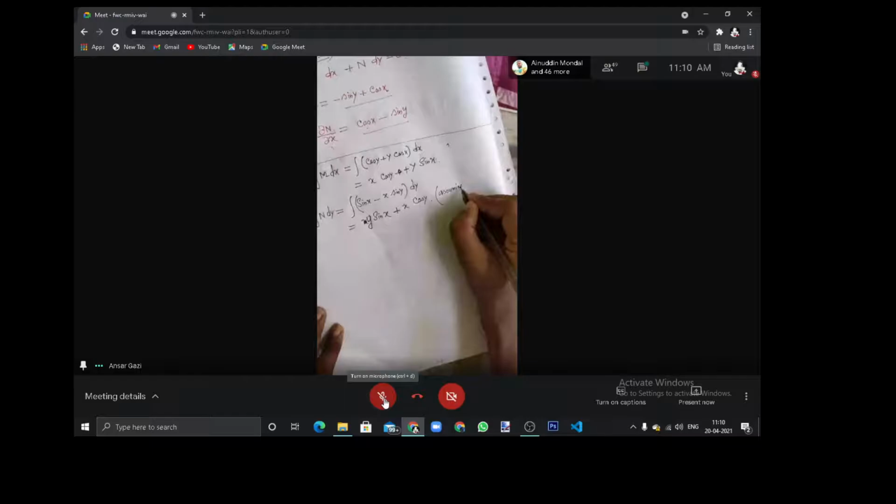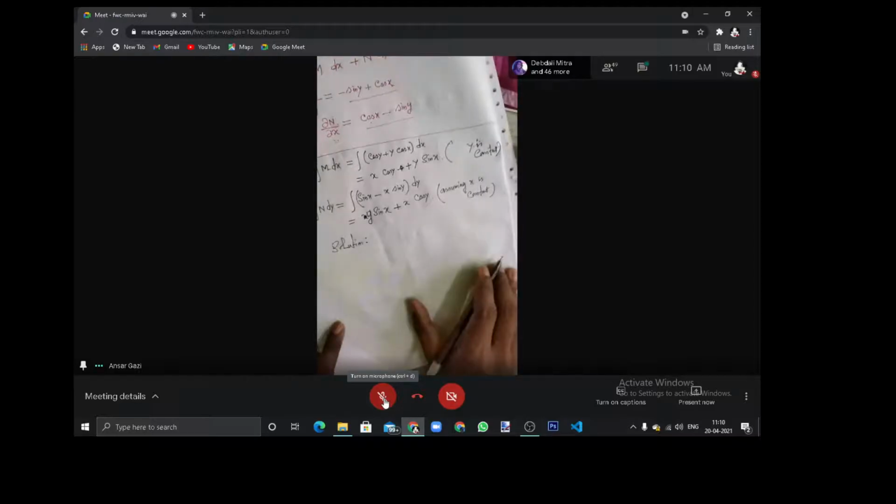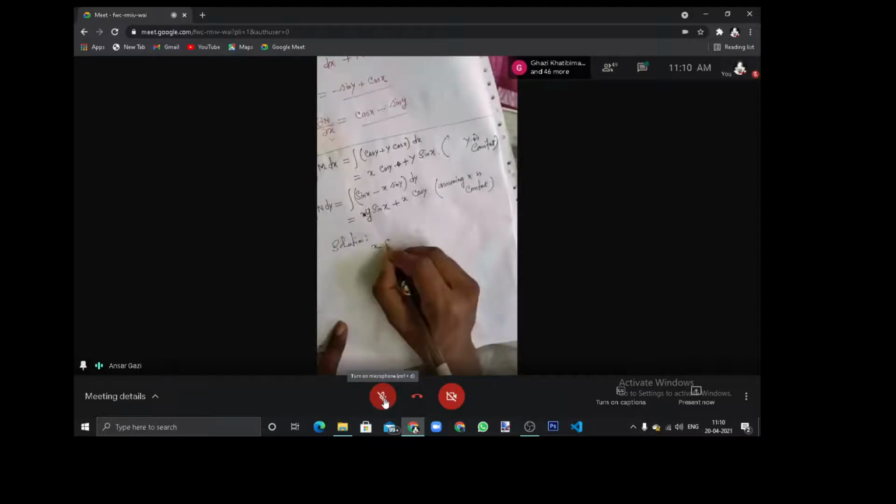So what will be the required solution? The required primitive solution of the differential equation is x cos y, here only one term x cos y is present, plus y sin x, equal to c, where c is the arbitrary constant. This is the solution. Clear?